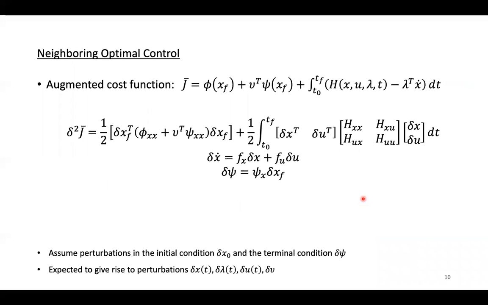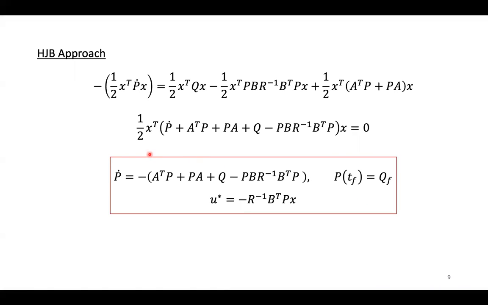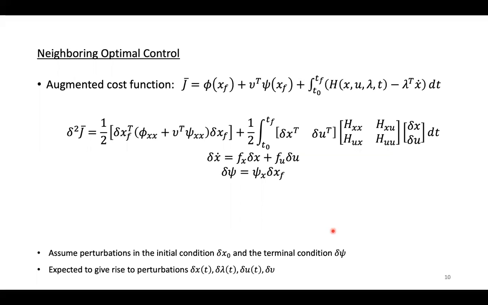Anyway, so you have obtained the feedback controller for the LQR problem in this form. Now using this, we can arrive at what is called the neighboring optimal control problem, which is essentially the first thing you would do is you arrive at the augmented cost function, which I think Professor Kotari had introduced in the last lecture. I'm taking most of his content. So J bar is equal to your terminal cost plus your multiplier times your terminal condition plus integral t naught to tf Hamiltonian minus lambda transpose x dot dt.